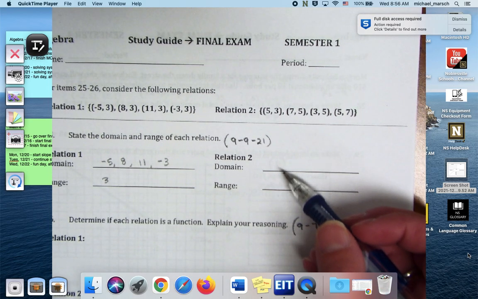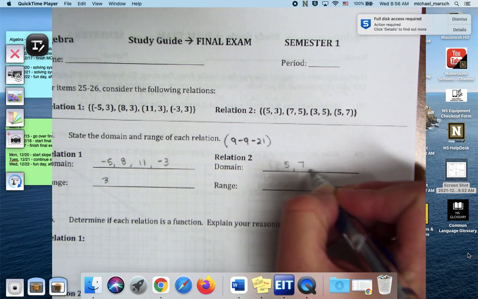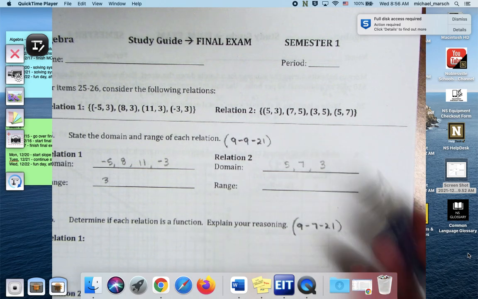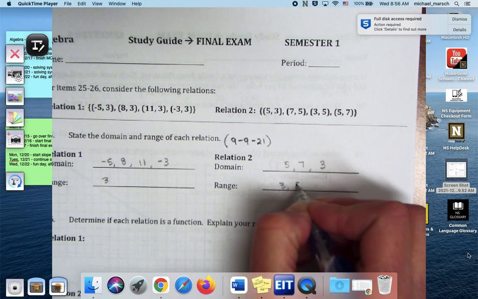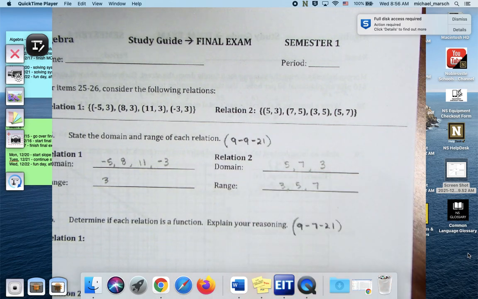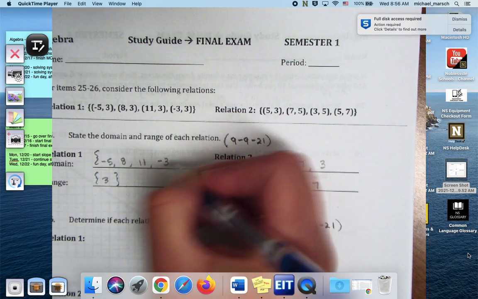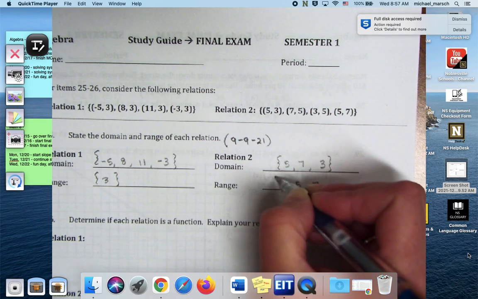Over here, my domain is 5, 7, and 3. The 5 repeats, so I only have to write it once, but if you want to write it twice, you can. And my range is 3, 5, and 7. And I think we practiced putting these in the fancy brackets when we write them. If you don't have them in the fancy brackets, do not stress.